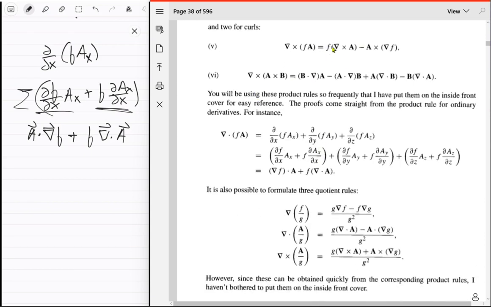In this case, A is a function of x, y, z, f is not. And in this case, f is a function of x, y, z, and A is not. Right? Yes. Right.